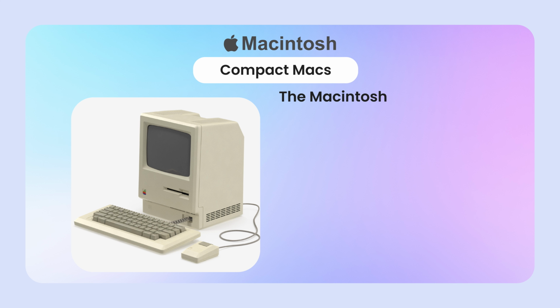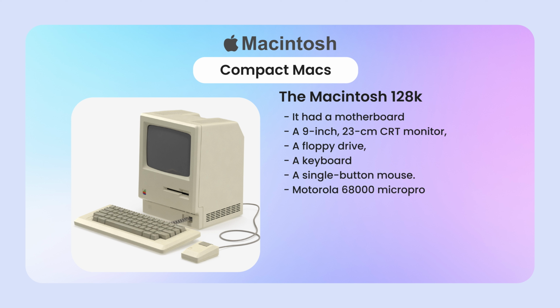The Macintosh 128K was the original Apple Macintosh personal computer. It had a motherboard, a 9-inch, 23cm CRT monitor, and a floppy drive, which were housed in a beige case with an integrated carrying handle. It came with a keyboard and a single-button mouse.